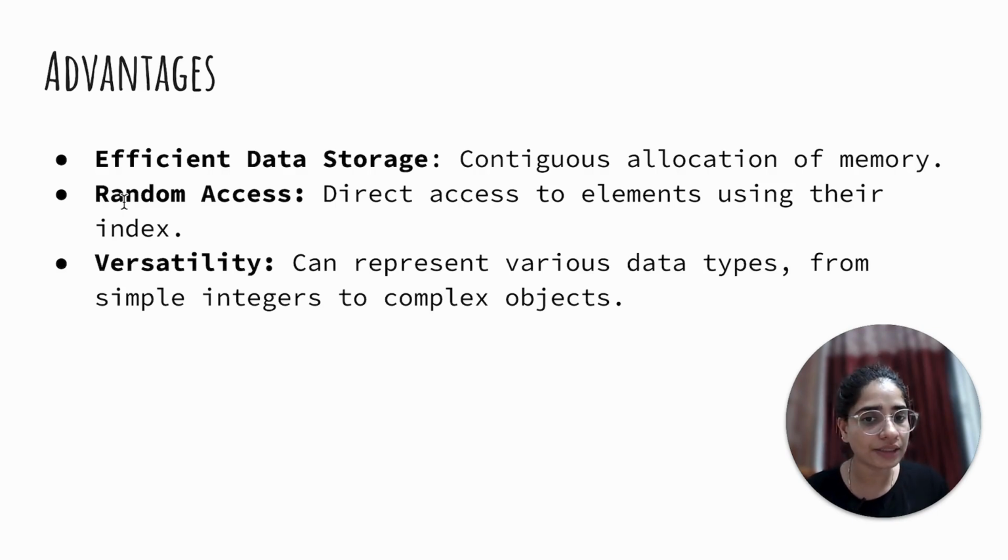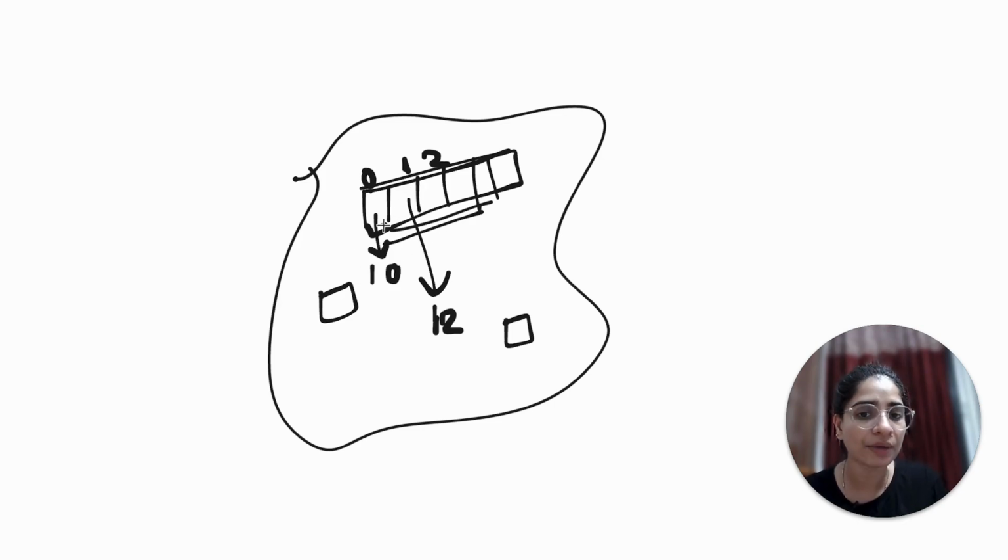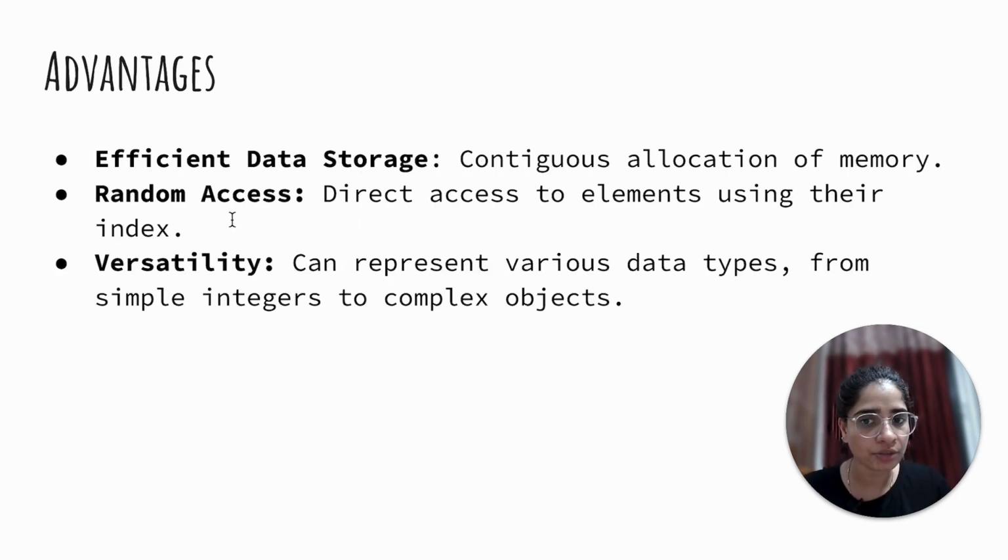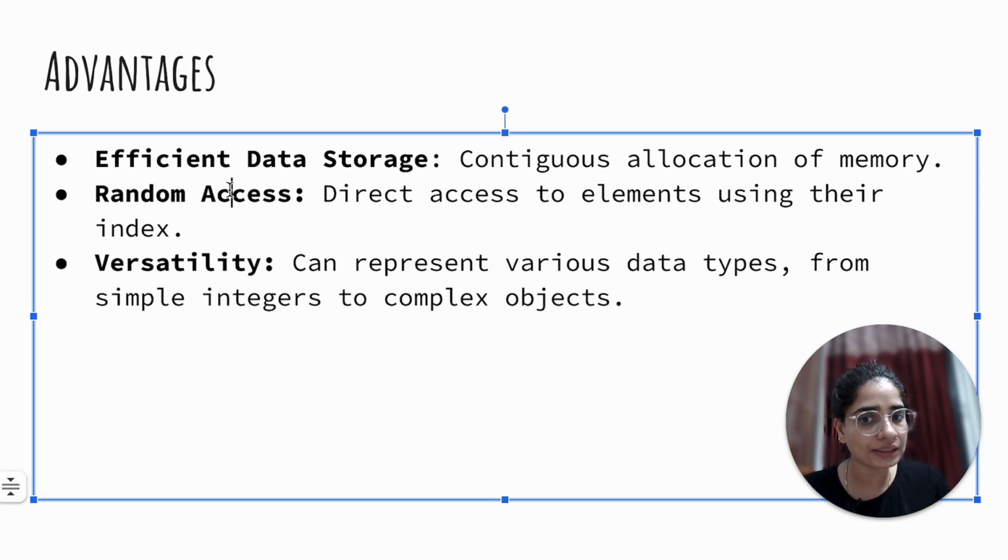Then random access, direct access to an element is possible. So let's say this was your array. I only wanted to access the element which is present at the third index. So that is also possible. You can access one element randomly as well, and because contiguous allocation is there, that's why it is efficient. Randomly you can access.